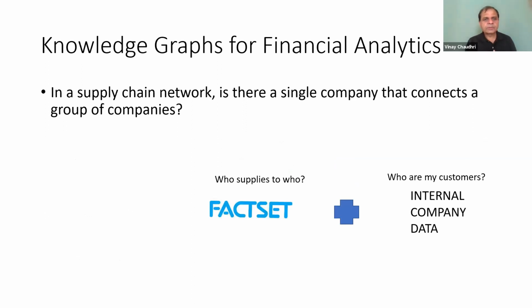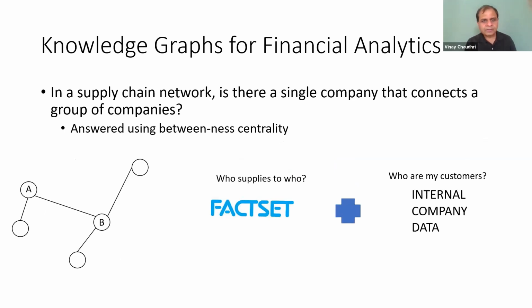Let's take this question: in a supply chain network, is there a single company that connects a group of companies? This is a textbook example of betweenness centrality, right? If you have your supply chain network and there is one node which has a very high degree of betweenness centrality, it indicates that this particular company is supplying to lots of other organizations. And if anything good or bad happens to that company, you would want to know about that. You would want to stay upfront on what's going on with that particular company.